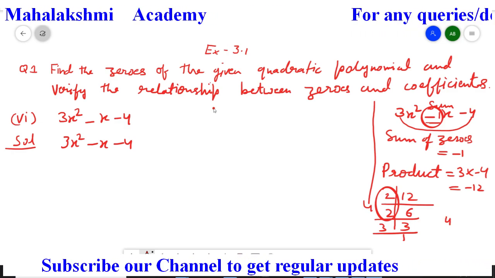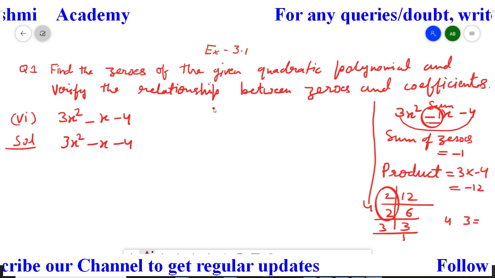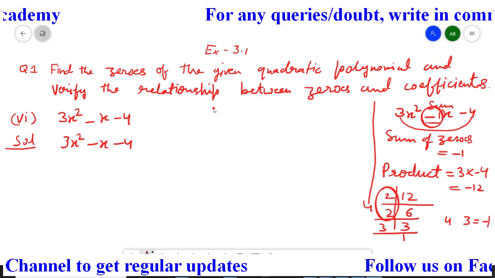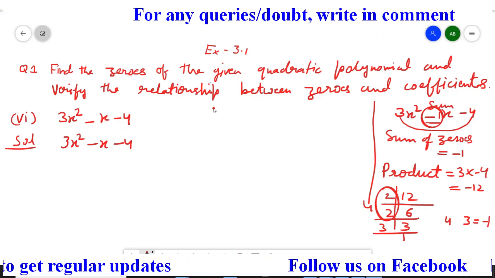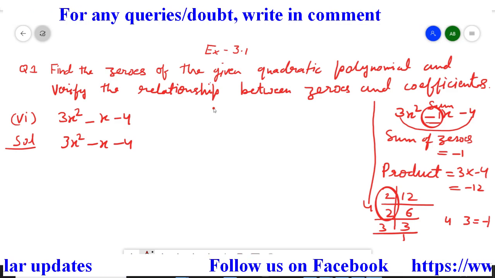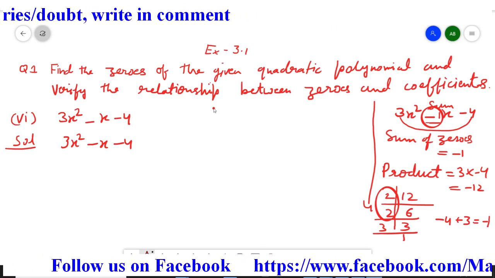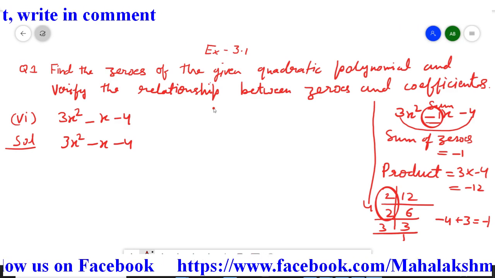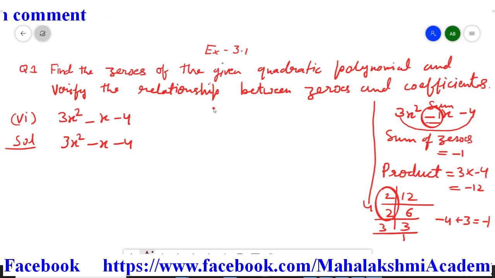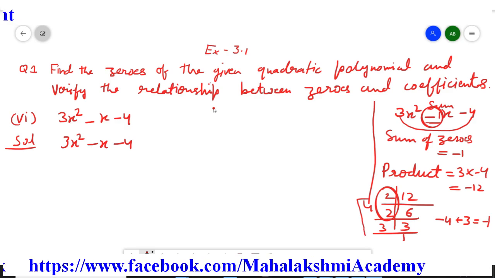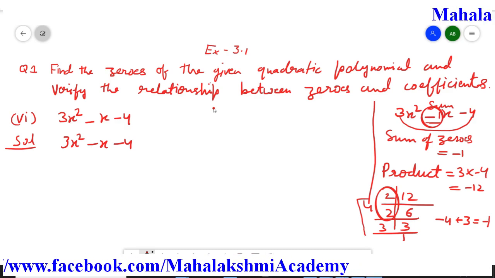So we have two numbers, 4 and 3. From 4 and 3 we need to get minus 1, so we have to apply the signs here, a minus sign and a plus sign, because the sign of the bigger number is minus. So the factors which I selected are minus 4 and plus 3.